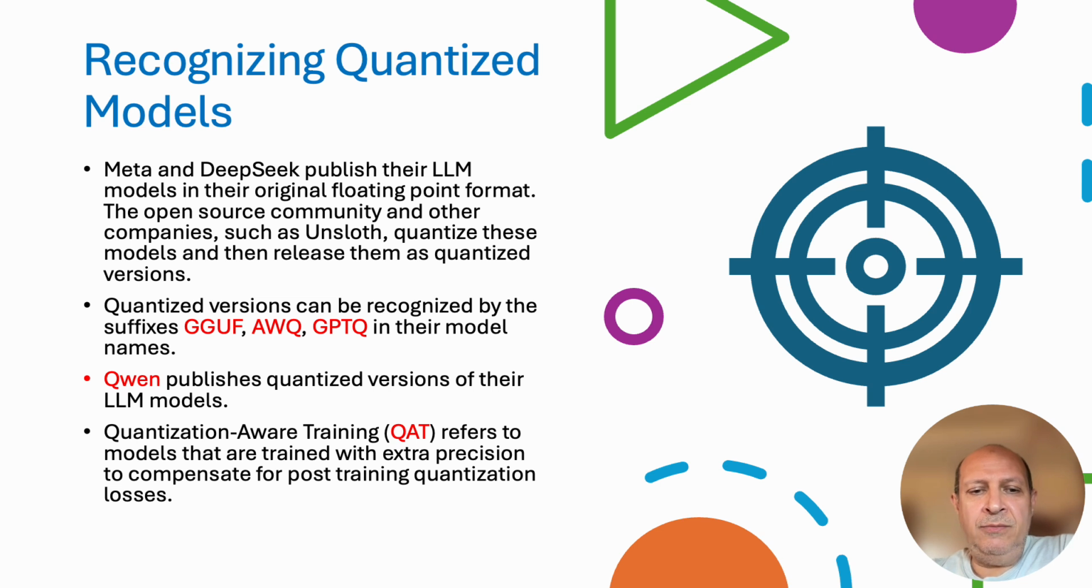So when we see, for example, something like GGUF, AWQ, or GPTQ in the name, this will indicate that this model is quantized. Qwen publishes quantized versions of their LLM models. There are models called quantization-aware training. These are models that are trained with extra precision to compensate for post-training quantization losses.